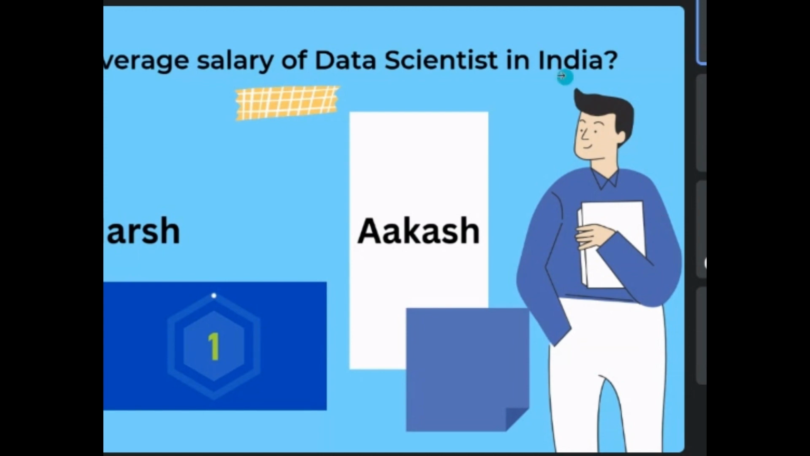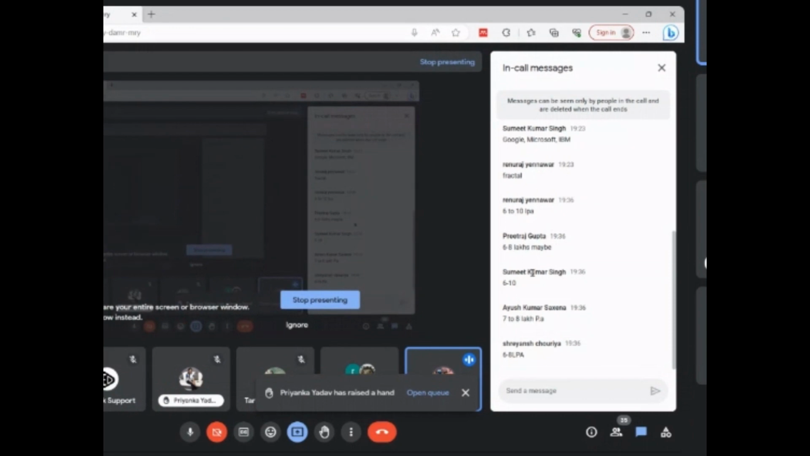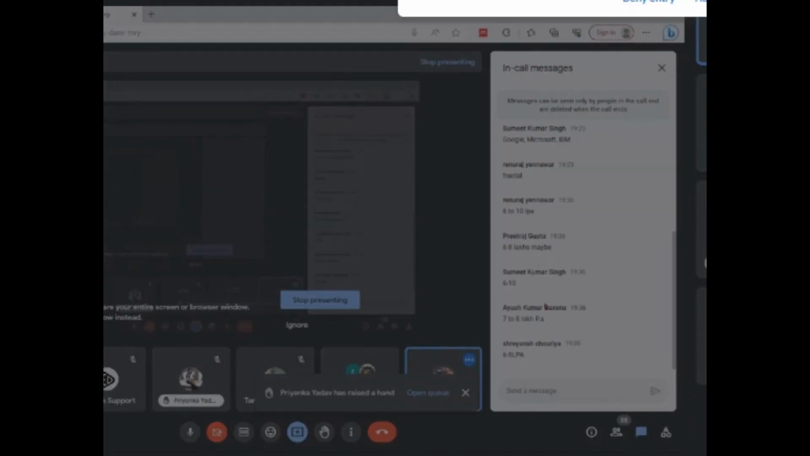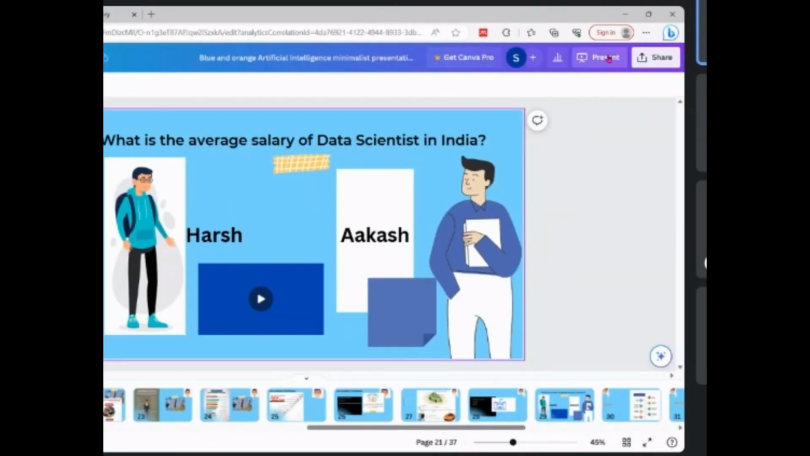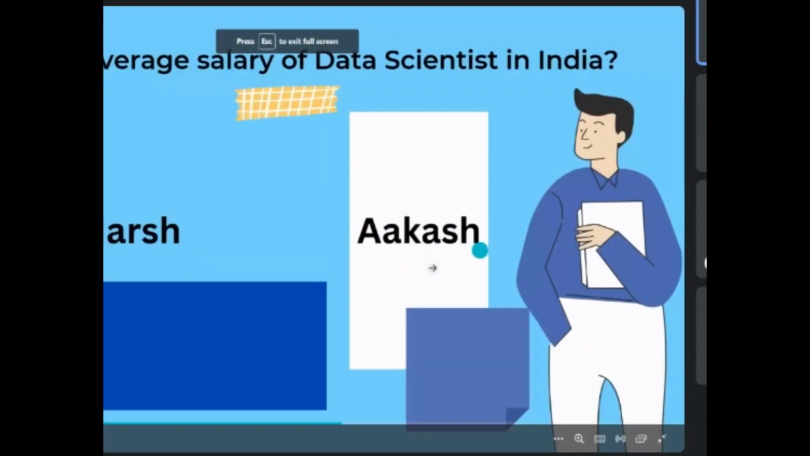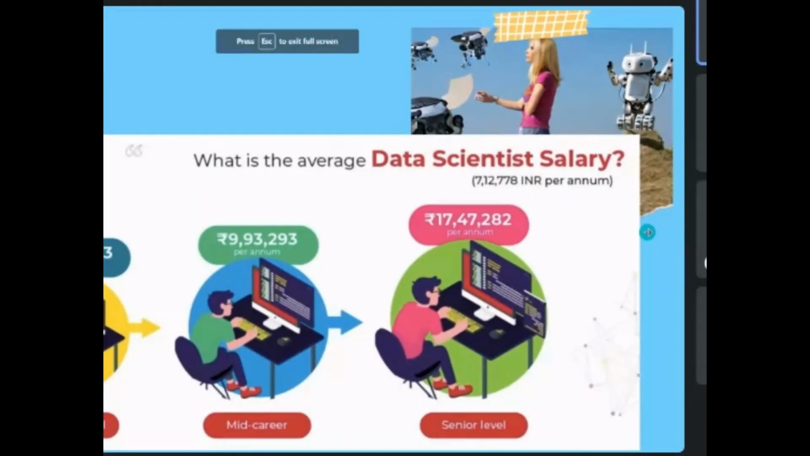Okay, let me check. Do we have any answer? Okay, wonderful. We have 6 to 10 LPA, and 7 to 8. Good, really appreciable. So yes, based upon our knowledge, education, internship, and certification programs, the salary can range from beginner level to mid-career and intermediate, to the senior level as well.